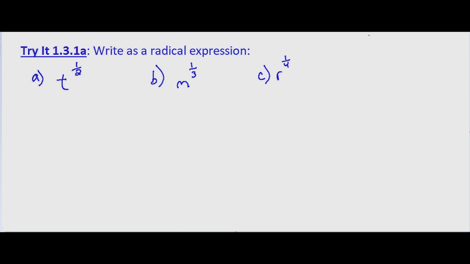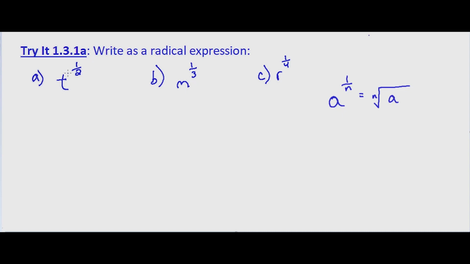In this problem, we are looking at writing expressions with rational exponents as radical expressions. So what we need to remember is that, at least in this most simplified version, a to the 1 over n equals the nth root of a.